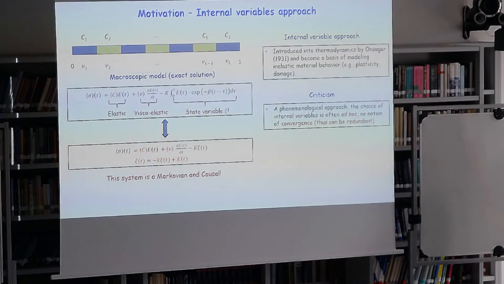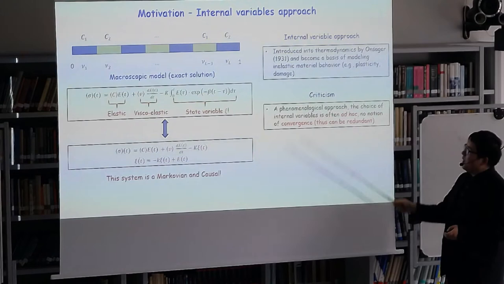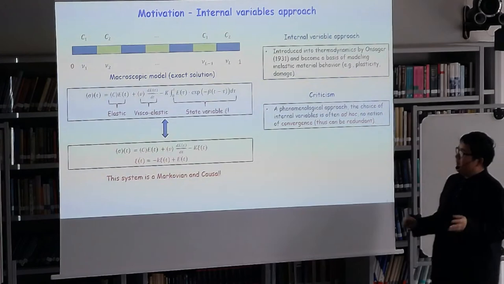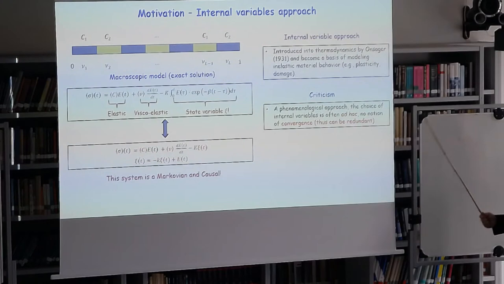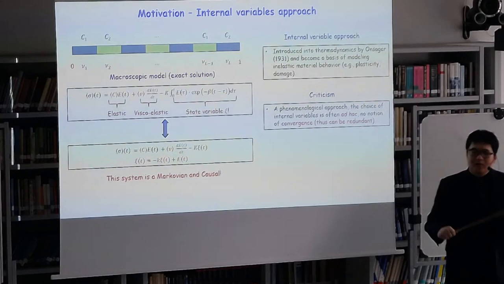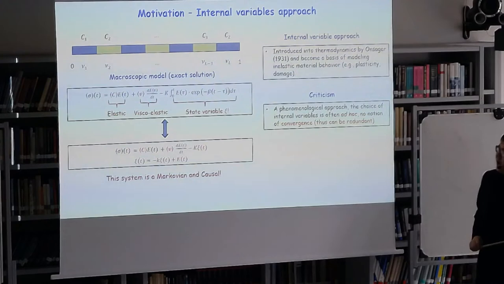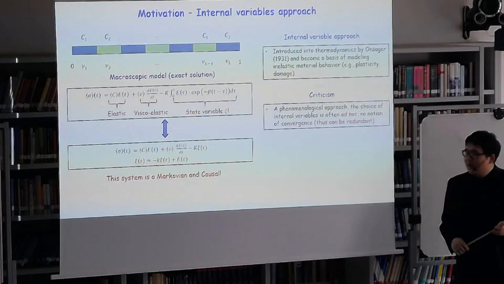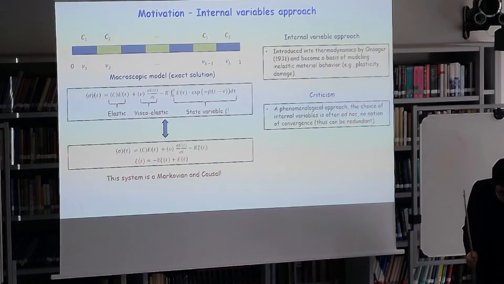And of course, this C is normally called a state variable, and it's supposed to characterize the evolution of the microstructure of the material. And of course, there are a lot of criticisms about this approach. One is that this is a phenomenological approach. The choice of our internal variables is often ad hoc, so they're chosen when needed. And there's no notion of convergence, meaning that we don't know how many state variables we would need to describe our micromechanical systems at a macro scale. And we don't know whether we have used too few or too many. Right? So the state variables basically come from expert judgment. And so that is actually our motivation, where we developed the so-called recurrent neural network.